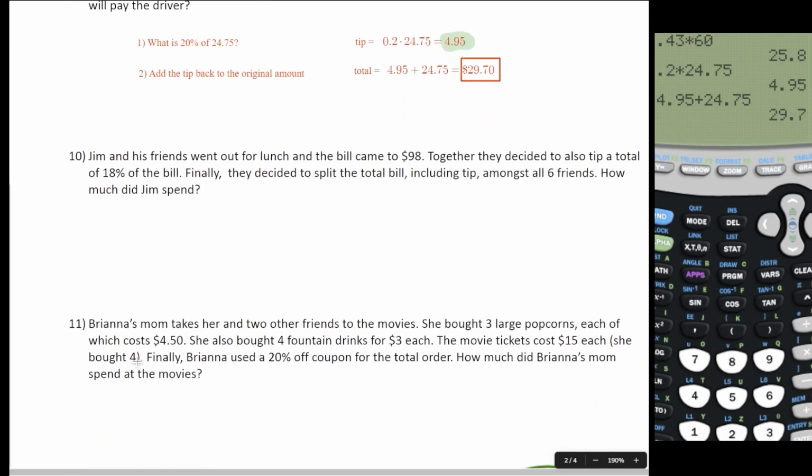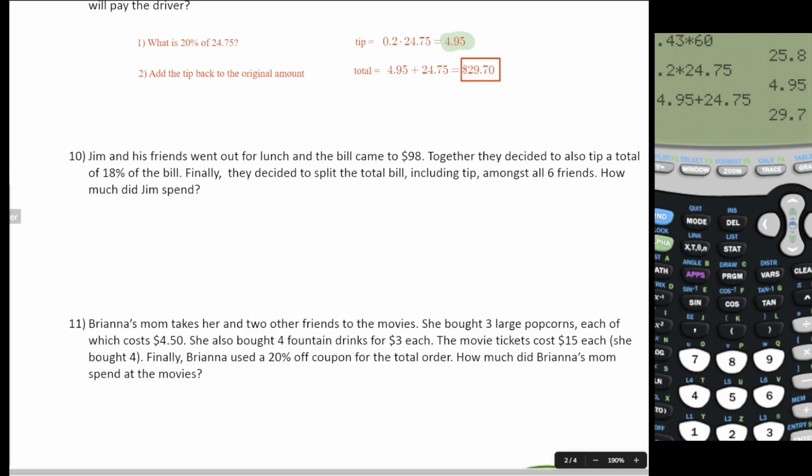Number 10 says Jim and his friends went out to lunch, and the bill came out to $98. Together, they decided to also tip a total of 18% of the bill. And finally, they decided to split the total bill, including the tip, amongst all 6 friends. How much did Jim spend?